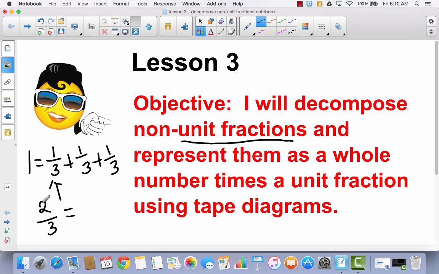So we're going to talk about how instead of writing 2/3 equals 1/3 plus 1/3, how can we make this a whole number times a unit fraction? And we're going to get into that in just a second.